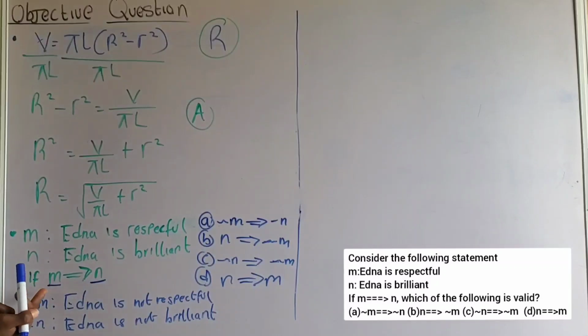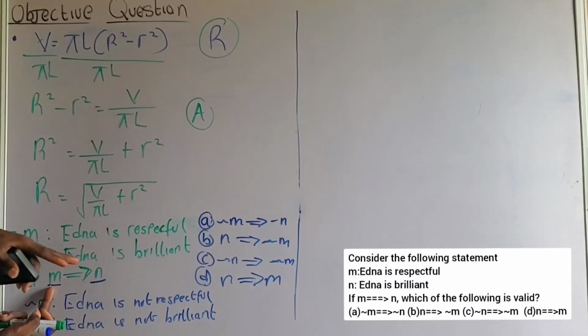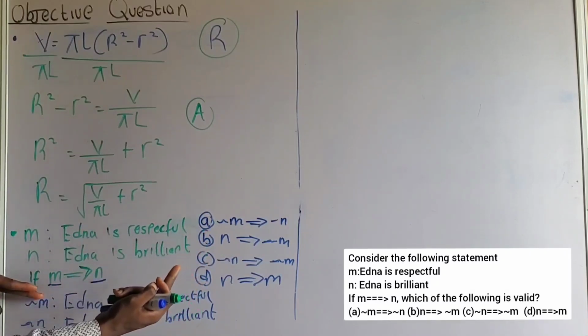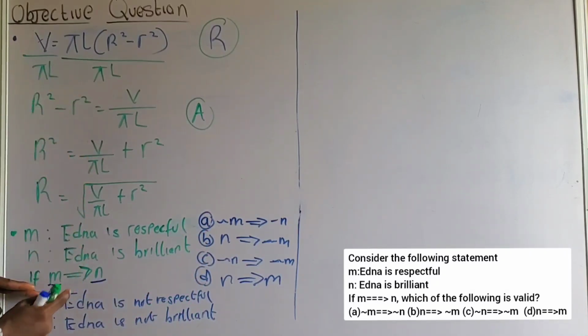Now, look at this. This is the logical statement that you are going to use to answer the question. I'm very sure you have heard of contrapositive statements before. Based on this, that is, if Ednan is respective, then Ednan is brilliant, which of these options is contrapositive to this statement?